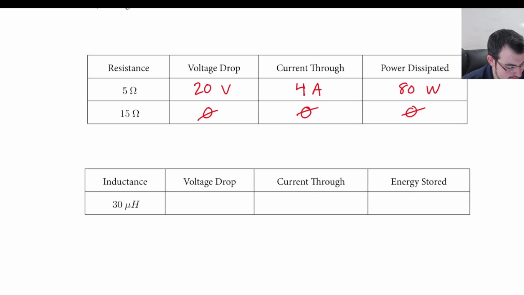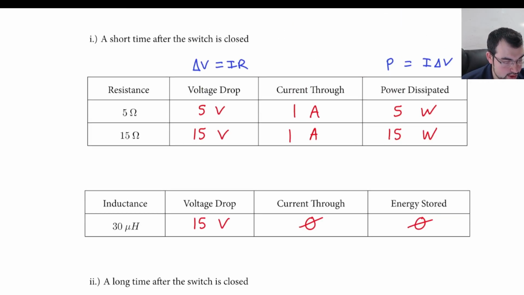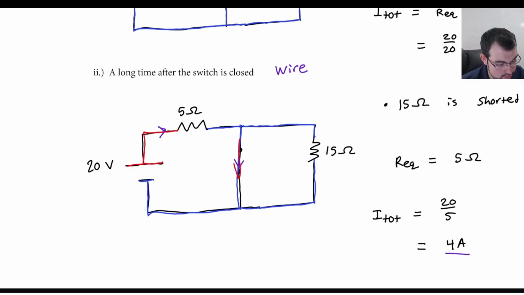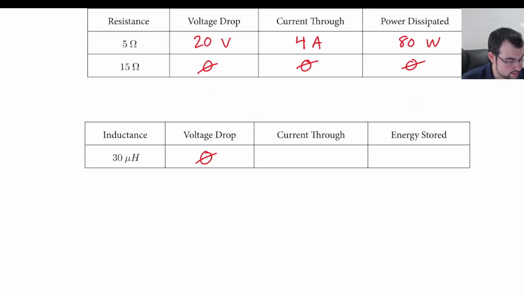What about the inductance? After a long time, there's no voltage drop because it's not unhappy anymore. There is a current through it, though. The inductor is part of this short circuit, so all 4 amps of current are going down the inductor's branch. So all 4 amps of current go through the inductor. So what is the energy stored? Well, we have an expression that says U is 1/2 Li squared.